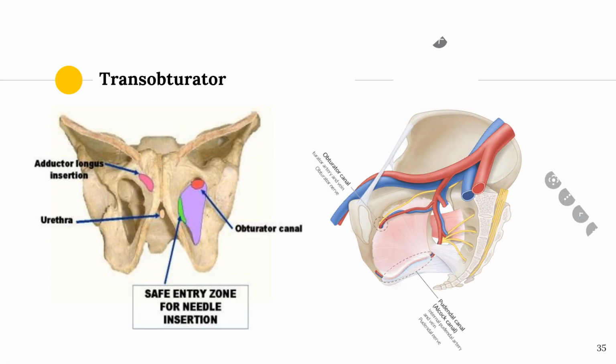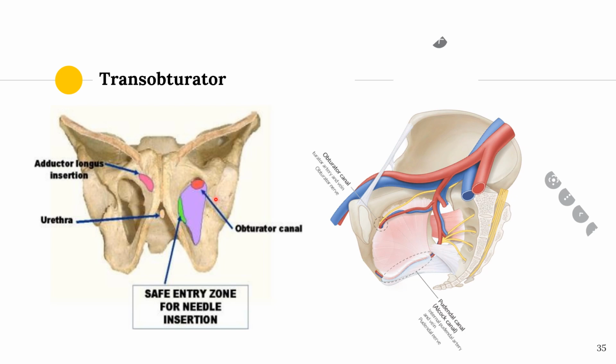Next is the transobturator procedure. We need to understand a certain level of anatomy to allow us to perform the transobturator procedure safely. Of course, we need to know about the obturator foramen. The obturator foramen is formed by the rami of the ischium and the pubis. The obturator membrane covers this foramen and it is continuous with the periosteum of the enclosing bone.